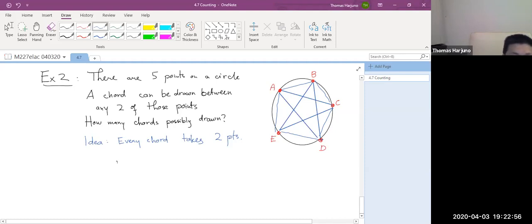That would be 5 combination 2. There are 5 items. How many ways can I select 2 of them? Okay, and then when we use our calculator, you will get this equals 10.